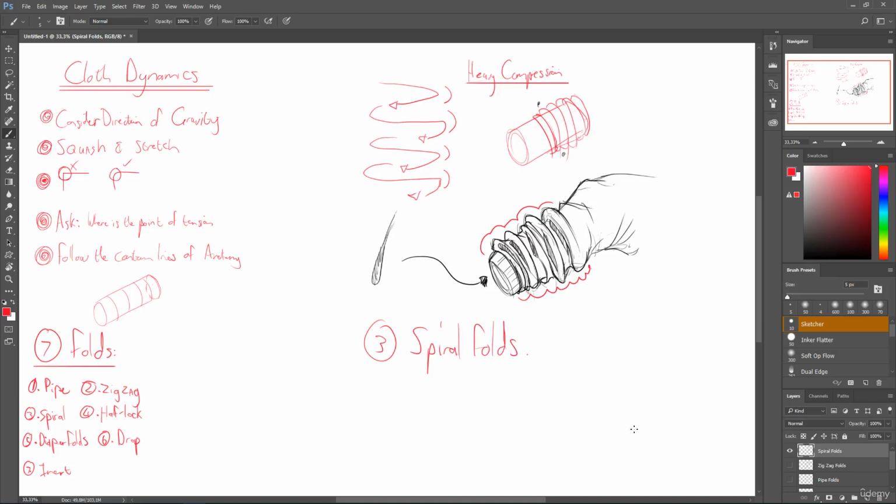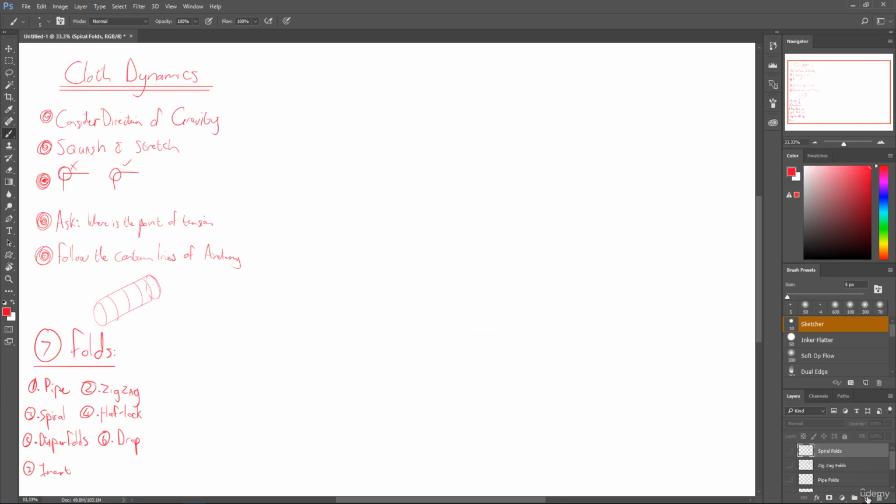All right. I do hope you're taking notes as we go through this. It would be very useful for you. Let's take a look at half-lock folds now.